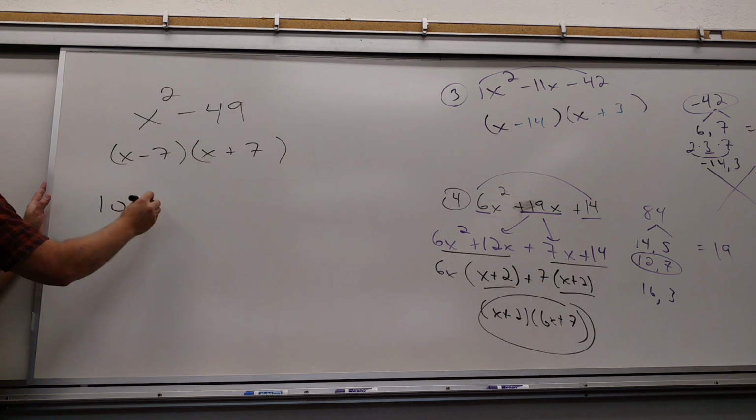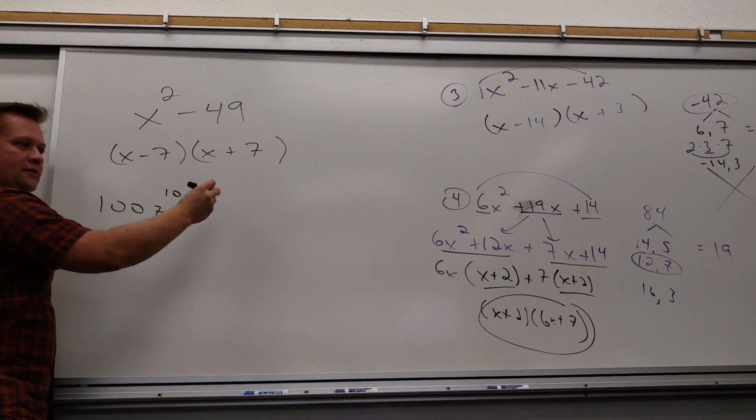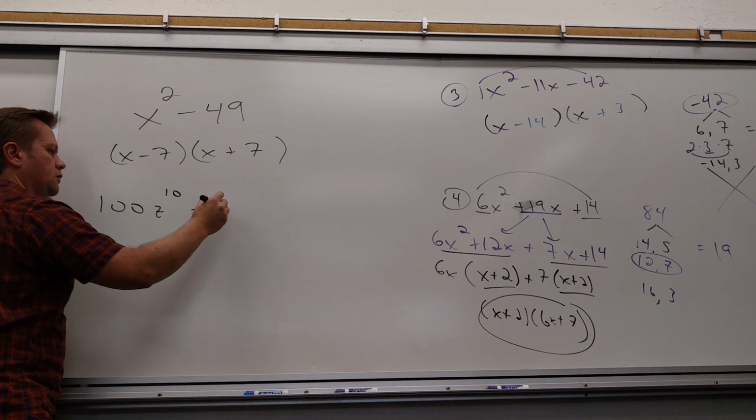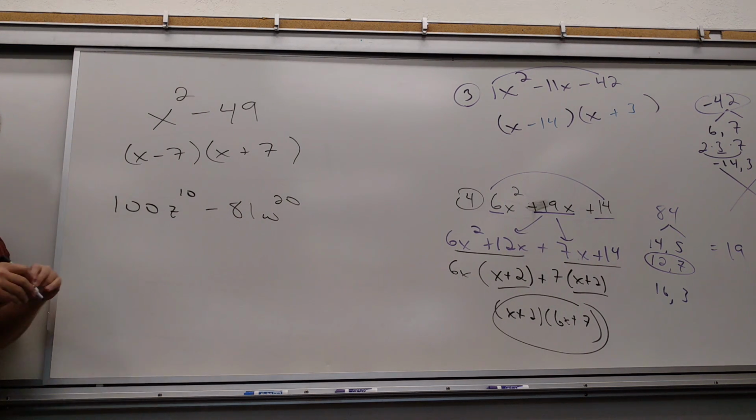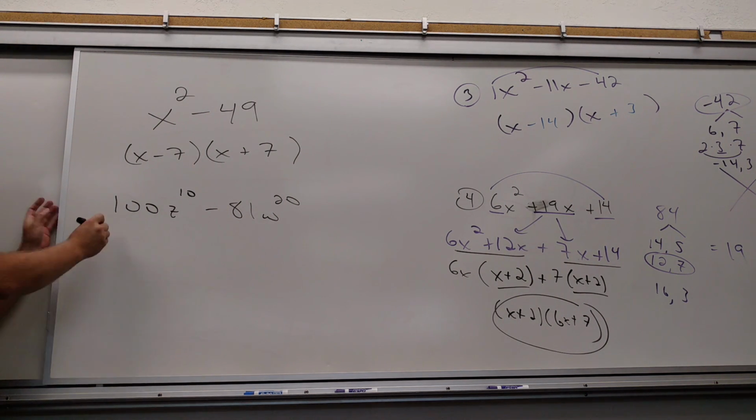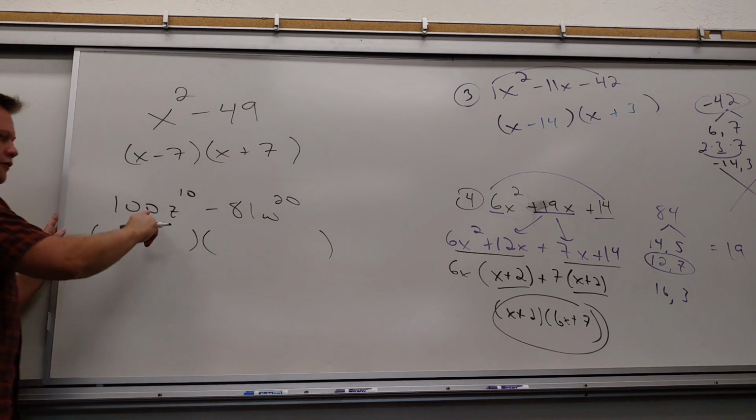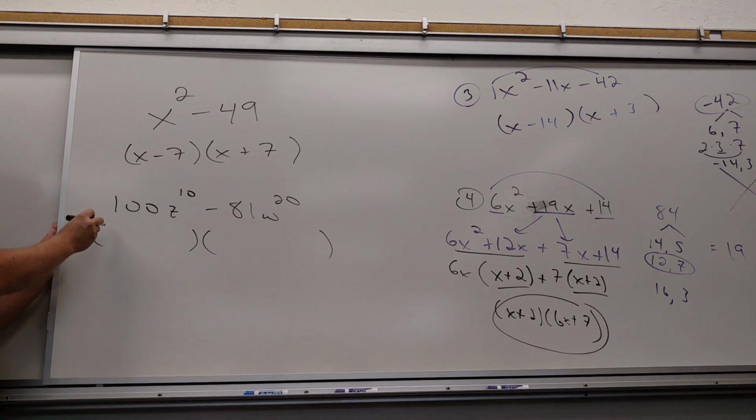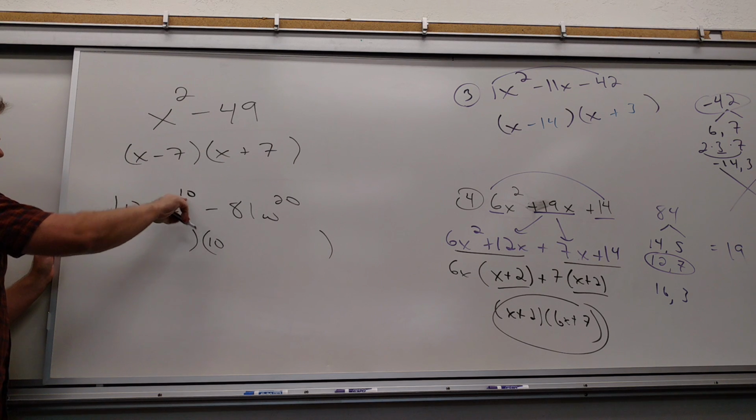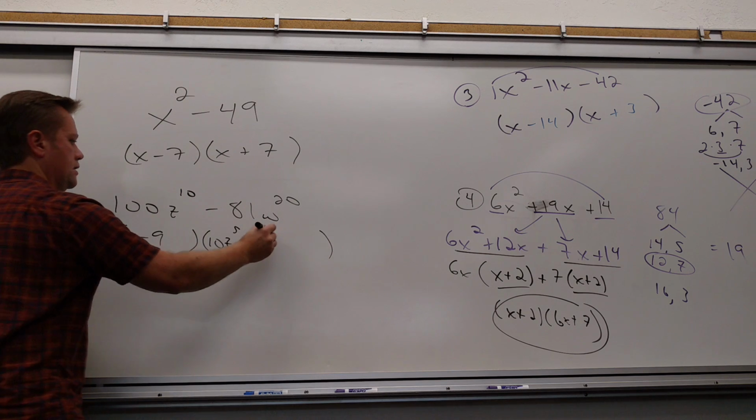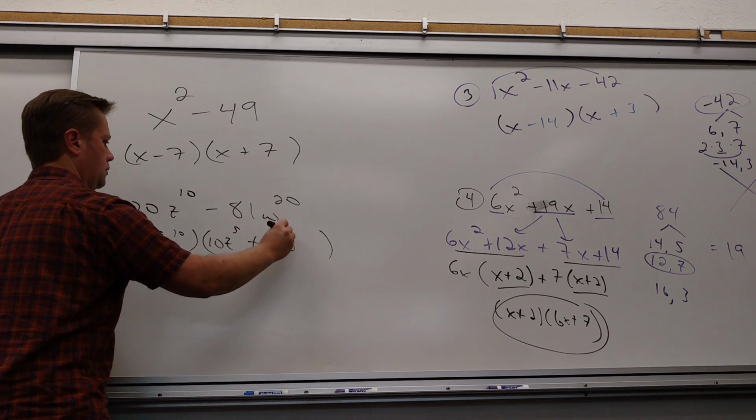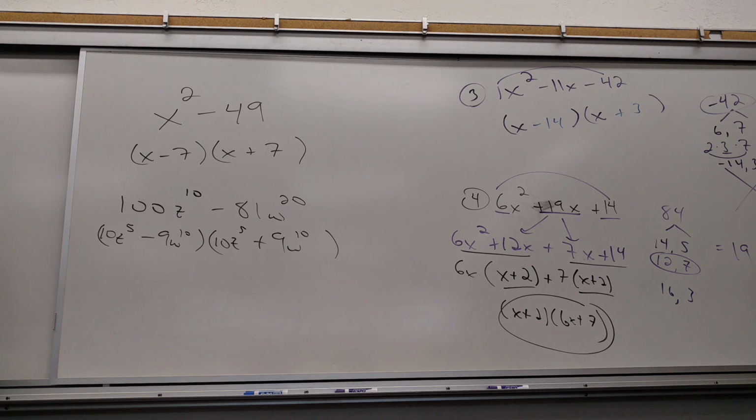So then if I had something like this, 100z to the 10th minus... What do you got, Jeff? Put something in. All right, leave me alone. Let's do 81w to the 20th. Cut everything in half. That becomes, careful now, 10, good, not 50. Cut in half multiplicatively. 10, 10, z5, z5, minus plus, 9, 9, w10, w10.